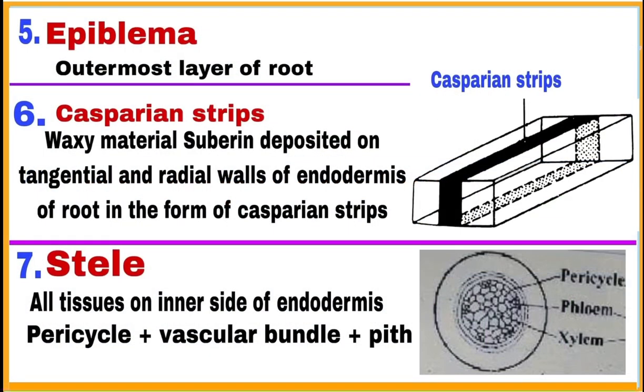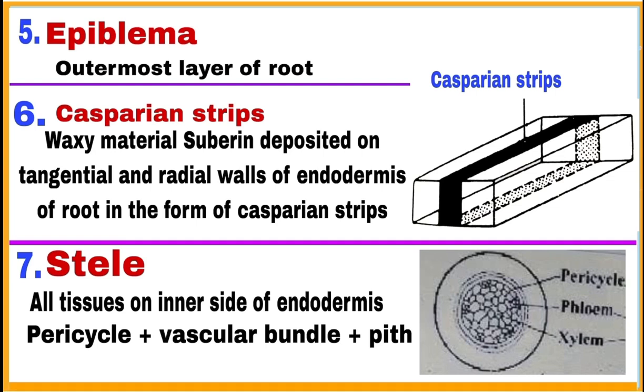Next, epiblemma. Outermost layer of root is also called as epiblemma. Next, Casparian strips. The tangential and radial walls of endodermal cells in root, they have deposition of a waxy material suberin in the form of Casparian strips. You can see the diagram showing Casparian strips.